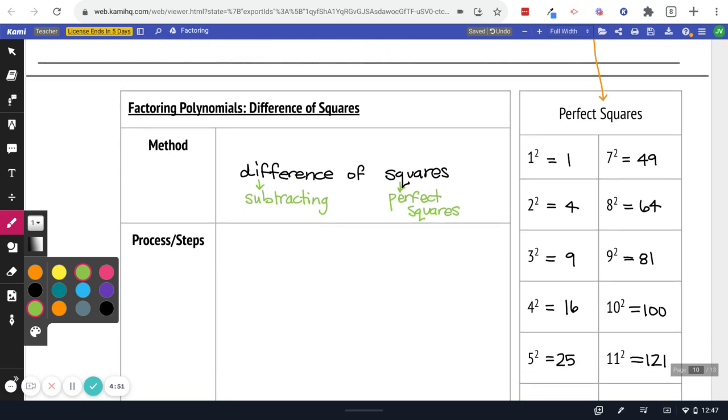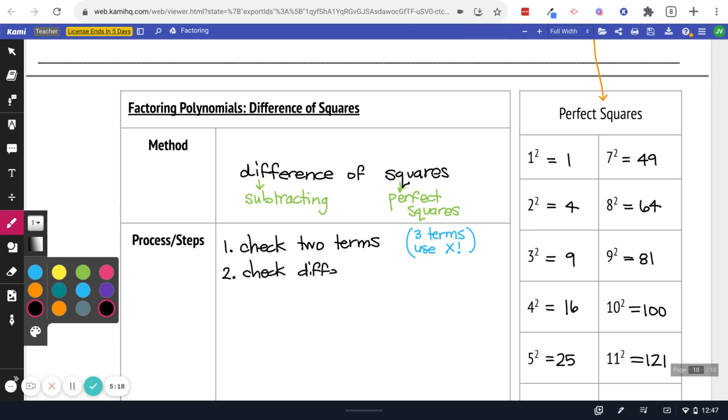Here's what we're going to do. Here are our steps. First step: this only works if we have 2 terms. If we have 3 terms, use the x, which I know you guys are fabulous at. Step 2: check for difference. In other words, are you subtracting?